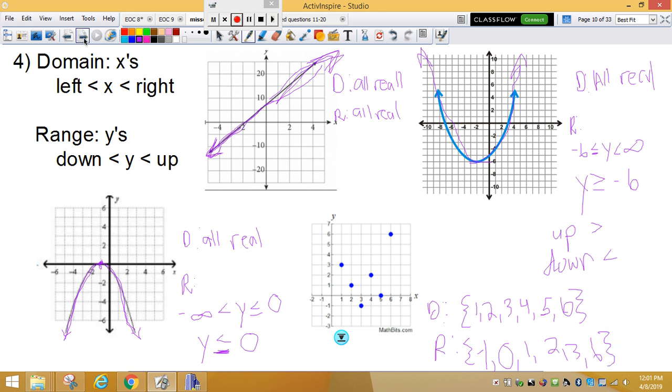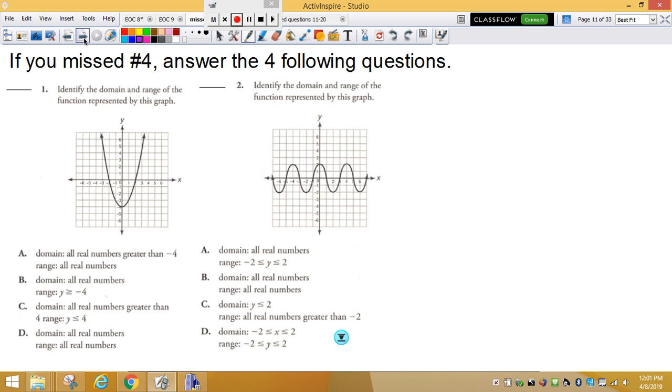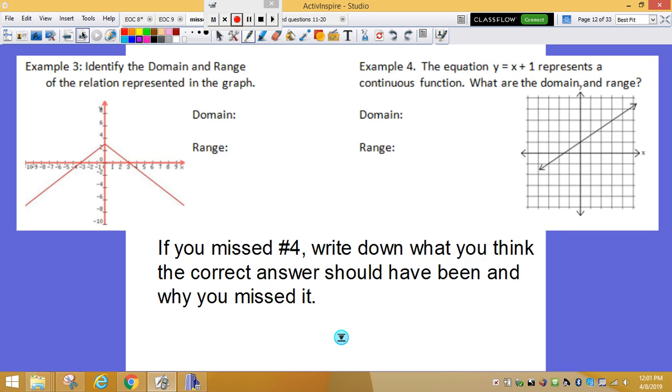Okay? So, if you missed number 4, I want you to answer the following 4 questions, because these are graphs. You don't have to write out the question. You can just write number 1 and whether you think it's A, B, C, or D. Number 2, if you think it's A, B, C, or D. 3 and 4 are here. You actually need to write out the domain and the range on both of them. And then also, if you missed number 4, write down what you think the correct answer should have been and why you missed it.